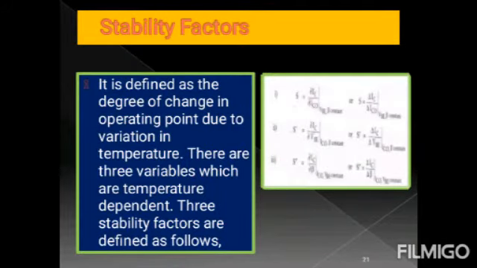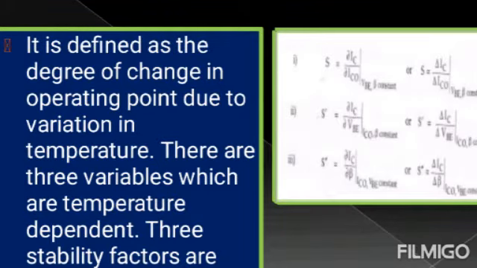What is stability factor? We have already discussed that one. It's the degree of change in operating point due to the variation in temperature. If the temperature varies, we know that ICO varies, and beta and VBE values will also vary. So we are having three stability factors. S equal to dou IC by dou ICO, that is the variation of output current due to the changes in the ICO value, the variation of output current due to the change in the input voltage VBE, and the variation of output current due to the changes in the gain beta. These three are the stability factors we have to discuss.